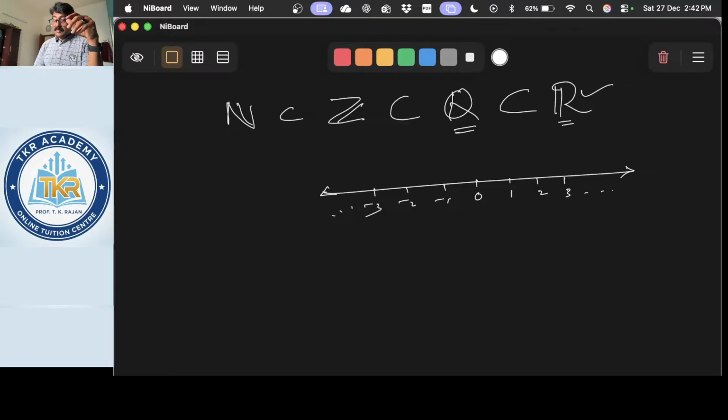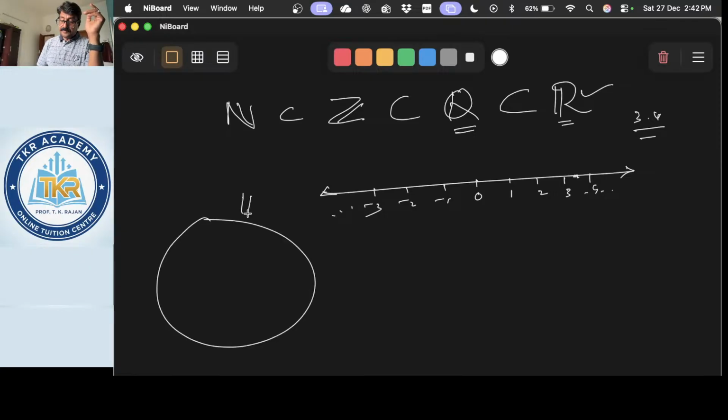These are integers, and it is the same for any rational number. If you have 3 by 2 or 3.4, you can mark it in between 3 and 4. Somewhere here it comes, between 3 and 4. So every rational number you can mark on the real line. Now suppose this is R, and this is Q. Q is a subset of R.